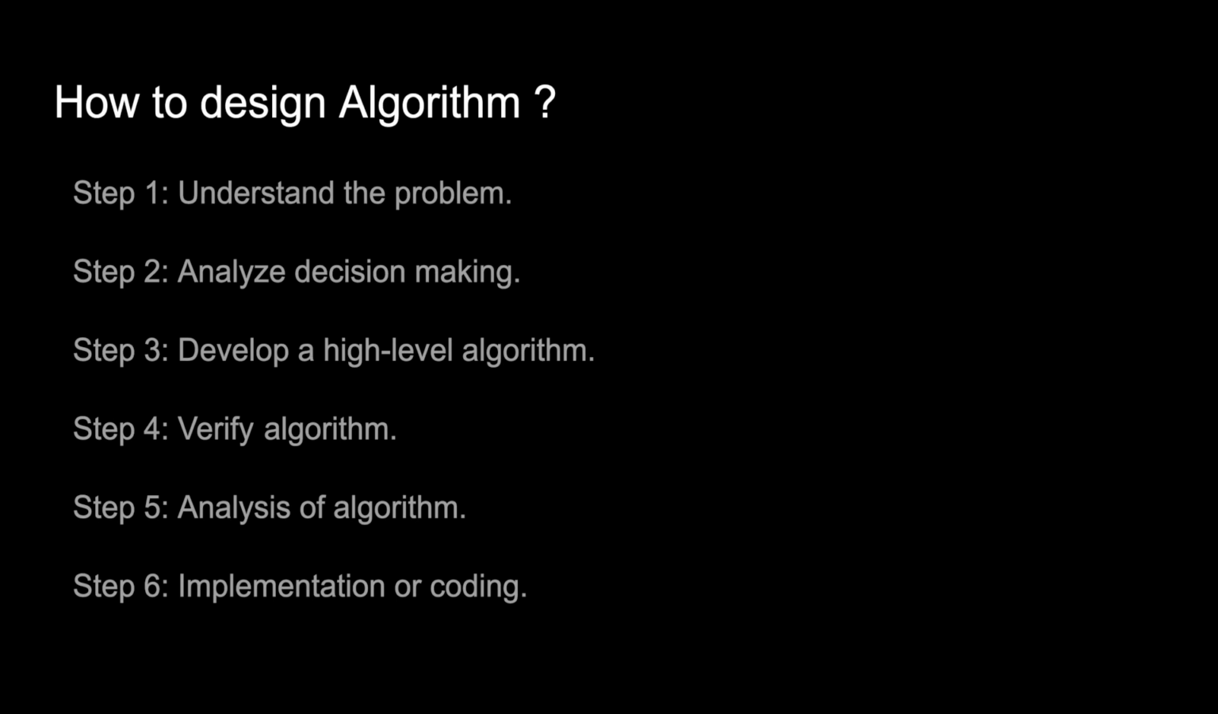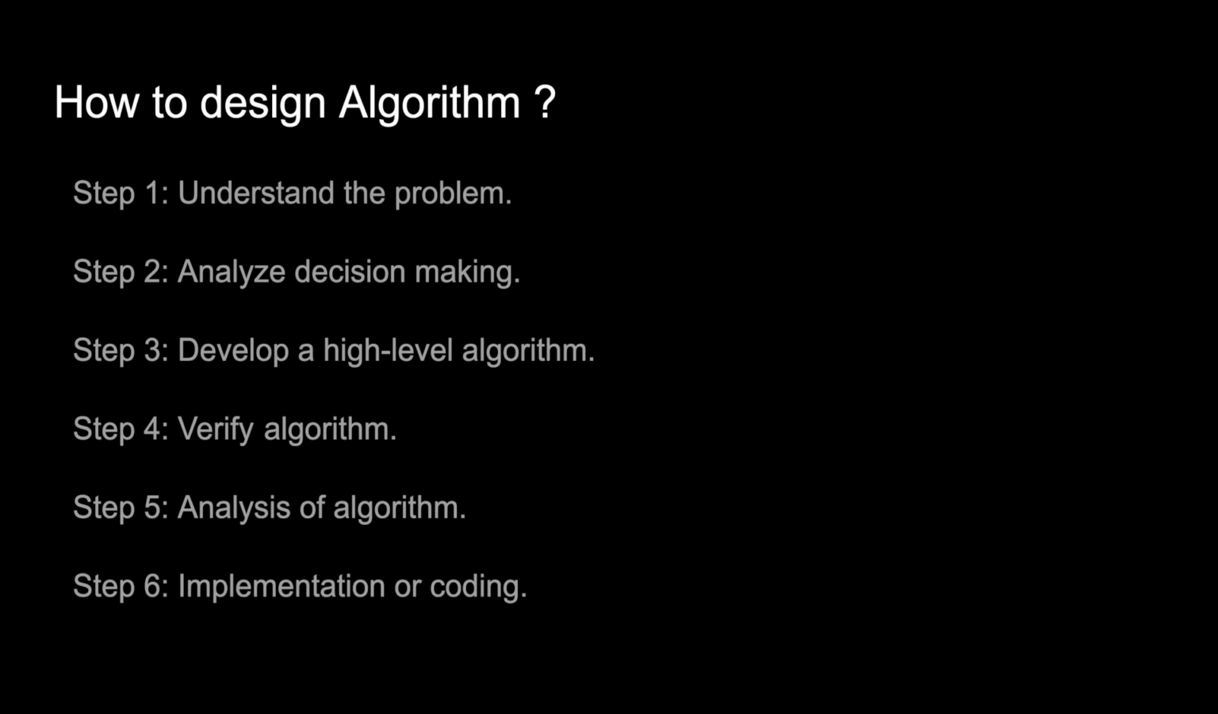In step 3, we develop a high level algorithm. That means we use a natural language, a pseudocode, or a flowchart. This type of language is called a high level algorithm. In the fourth step, we verify the algorithm. That means we check for the correctness of the algorithm, where we check whether the algorithm gives the correct output in a finite amount of time for a valid set of input. We check all these constraints.